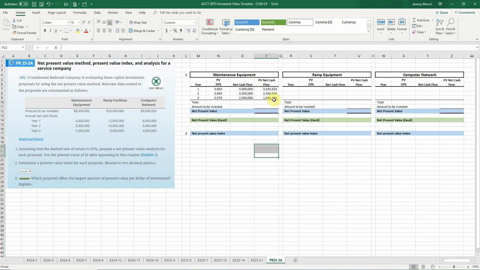Then we add up our net cash flows and subtract out our initial investment, which is going to be $8 million. Add the sum of our cash flows with our initial investment to get the net present value of a negative $789,352.